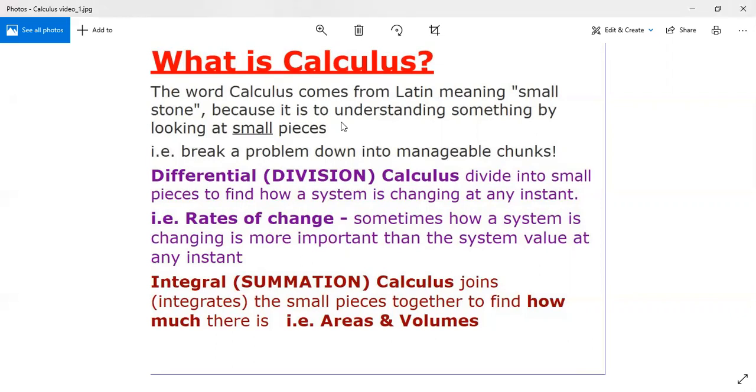Differential calculus is all about breaking a system, a function, down into small, manageable pieces to find out how a system is changing at any point, at any instant. It's about finding the rate of change of a system at any instant. Integral calculus is joining small pieces together to calculate areas and volumes. So the trick is we break a system down into manageable chunks so that we can analyze it and solve problems.